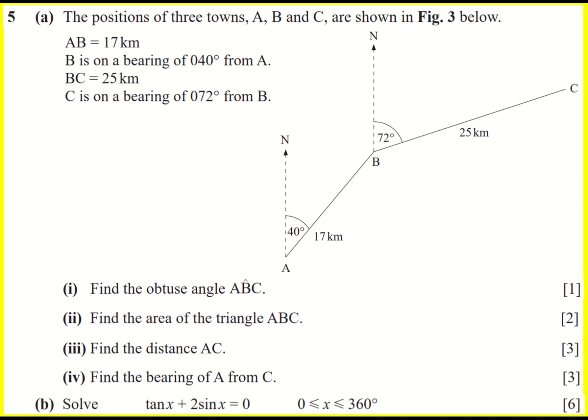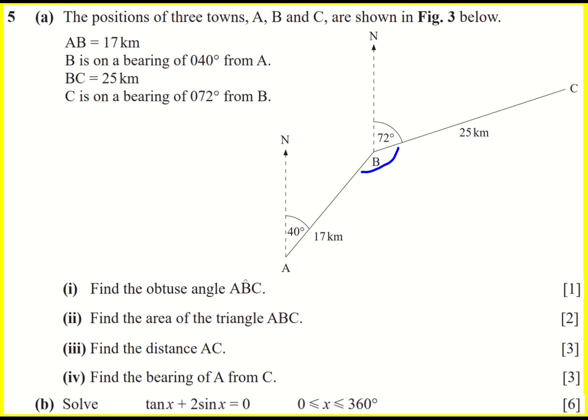Positions of three towns A, B, and C are shown in the figure below. AB is 17 and B is on a bearing of 040 from A, so this angle is 40. BC is 25 and then C is on a bearing of 072 from B. Finally, we need to find angle ABC, so that is this one here.